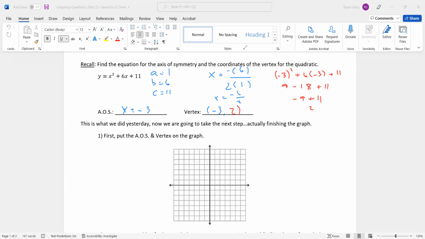We're going to take the next step and actually finish the graph. So first thing I'm going to do is put the AOS and vertex on the graph. So x equals negative 3. That is a vertical line through x equals negative 3. So right there, I'm going to go ahead and draw that dotted line. That is my axis of symmetry. And then the next thing I'm going to do is put my vertex on there. Negative 3, positive 2.